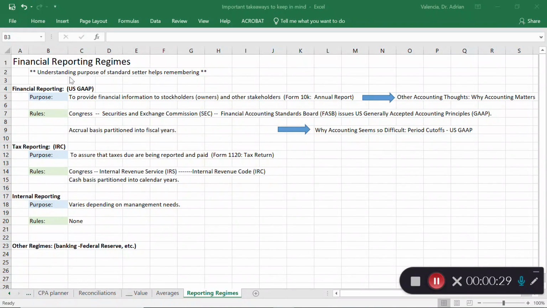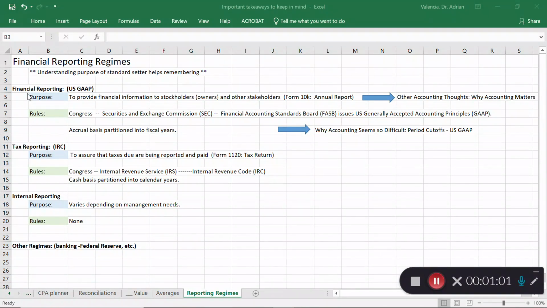And I have a little statement here that says, understanding the purpose of the standard setter will help you in remembering the rules. If you understand the why of things, why the standard setter exists and why those rules are being issued, then I think it helps in understanding the rules in place more easily.